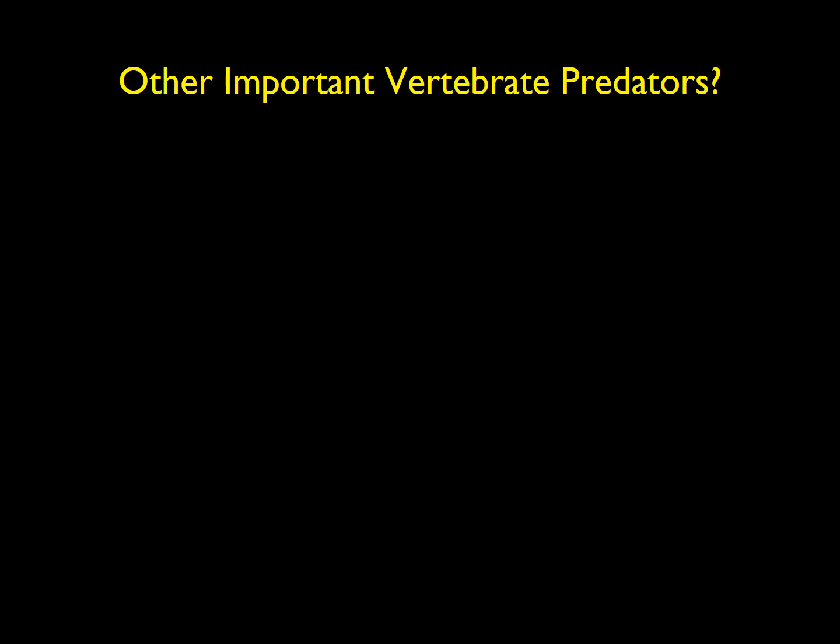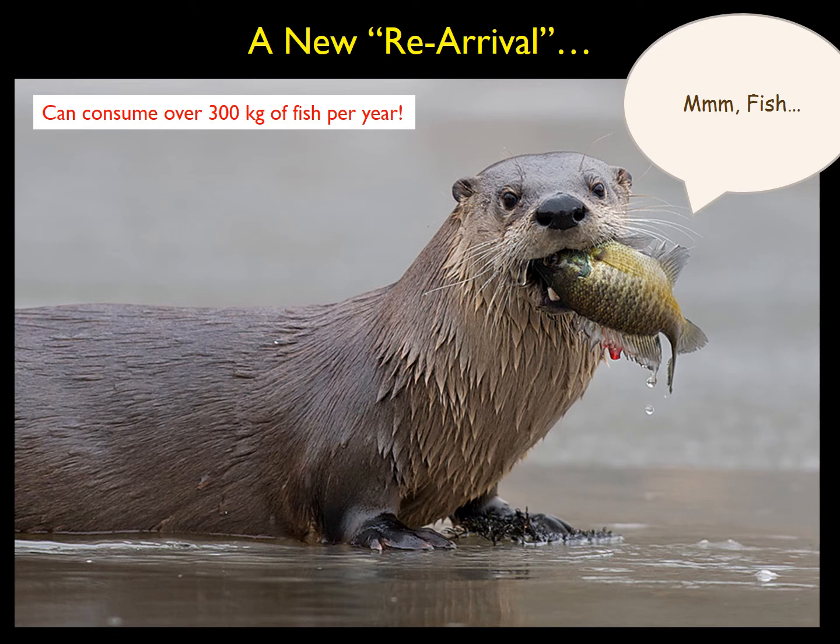So thinking of other important vertebrates in streams, yeah, otters. Otters are native to the rivers around here, but they have been trapped and hunted till they were almost gone. But then they've been reintroduced back to the ecosystem in an attempt to make it more like our real river and stream ecosystems are. But these are crazy predators. They consume over 300 kilograms of fish every year.